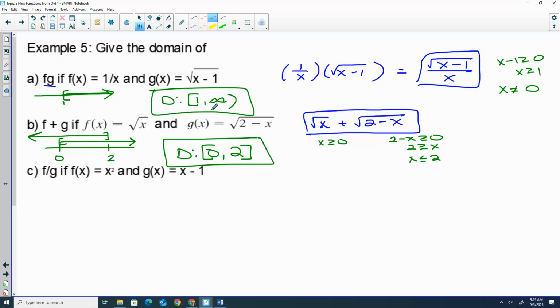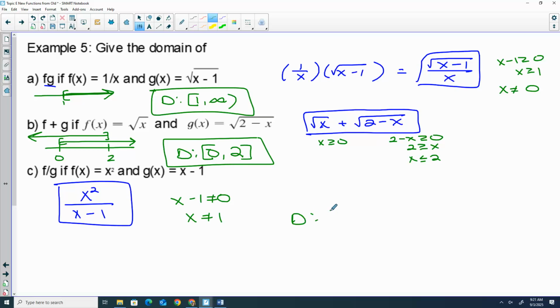Why don't you guys try C? So F divided by G. That's x squared over x minus 1. I'm not asking you to do like long division or anything here. I'm just wanting you to put it as a fraction in lowest terms. Nothing cancels out, so that is my F over G. In a fraction, we know the bottom can't be 0, so x minus 1 can't be 0, so x cannot be 1. So how do we write that domain? Or 1. 1 to infinity.